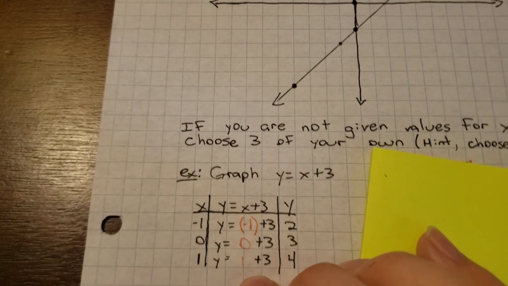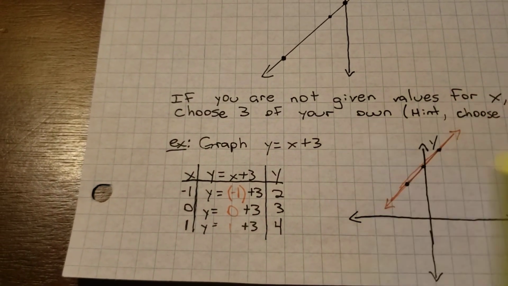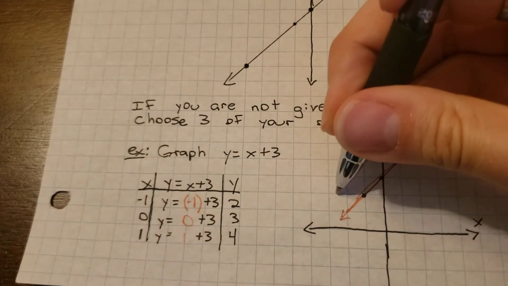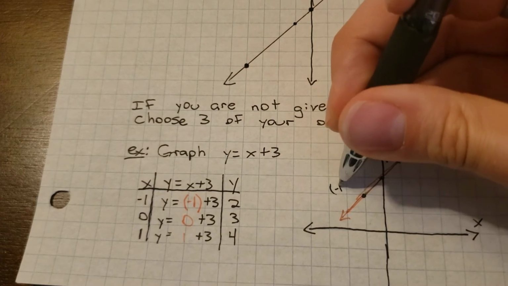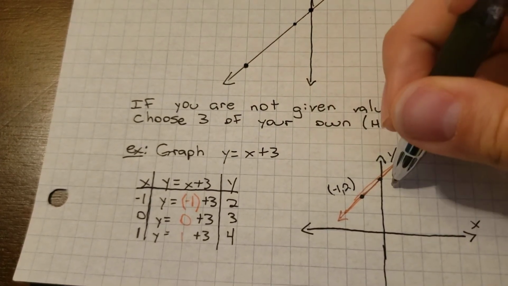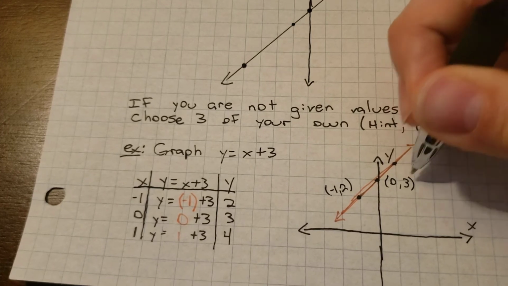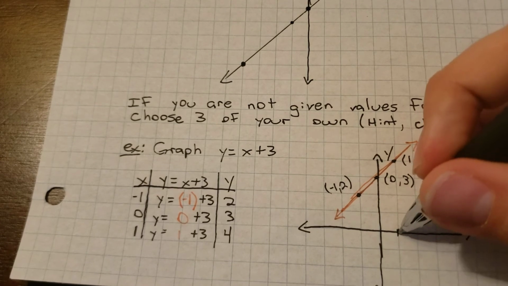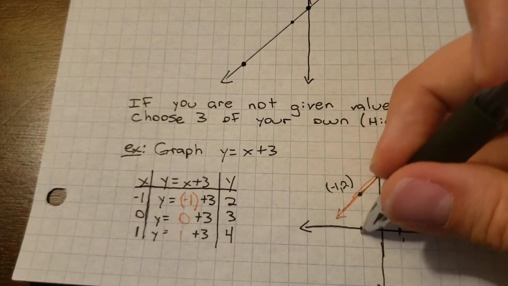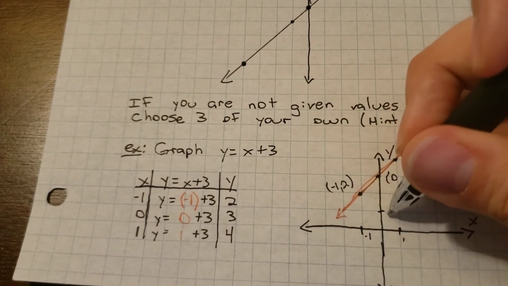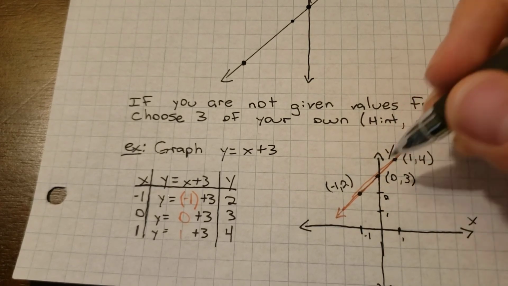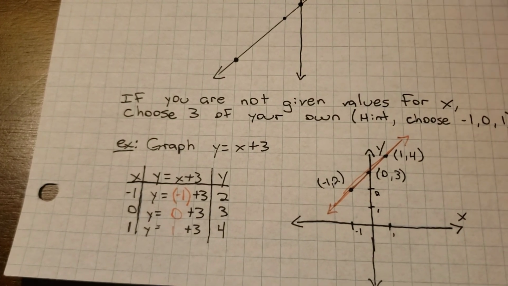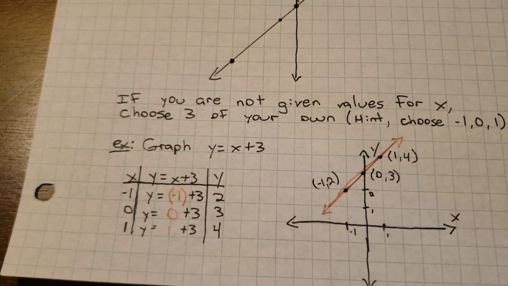So my graph is going to look something like this, with my points of -1, 2, 0, 3, and 1, 4. Right, this is 1, this is -1, 1, 2, 3, and 4, etc., etc. Alright guys, those are all of your notes for today.